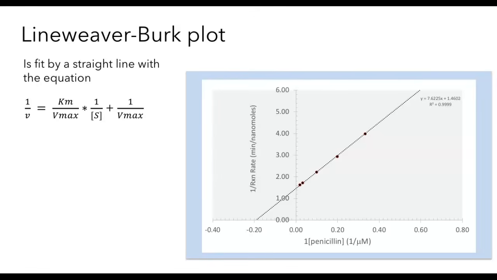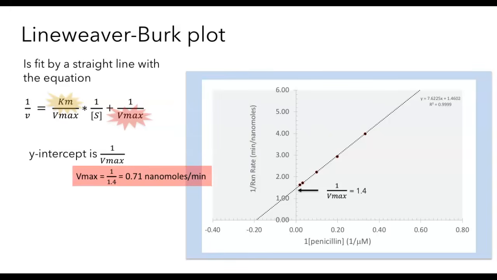This is in the form y equals mx plus b, and we can solve for the constants Vmax and Km by looking at the intercepts. The y-intercept is going to be equal to 1 over Vmax. So if I want to estimate or determine the Vmax from this Lineweaver Burk plot, I need to look at where the line crosses the y-axis. Here it is. It looks like it's about 1.4. And then Vmax will be 1 over 1.4 or 0.71 nanomoles per minute. So if you think back to the Michaelis-Menten plot, we were underestimating the Vmax.